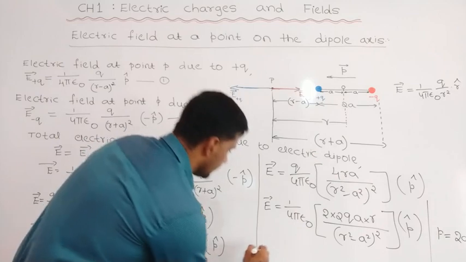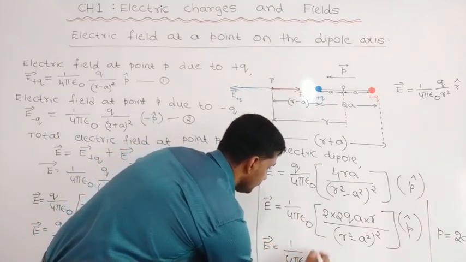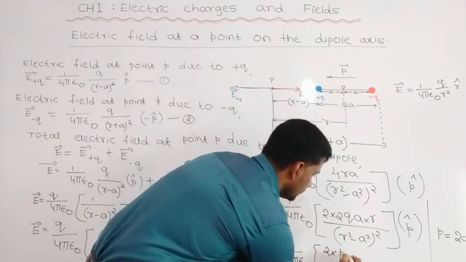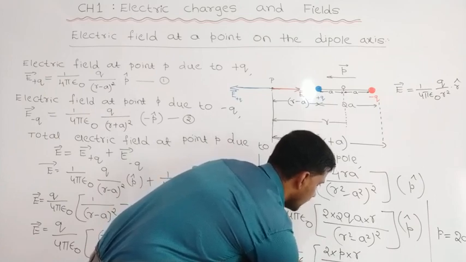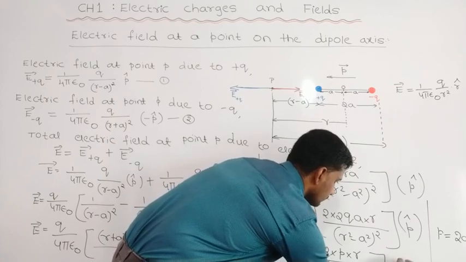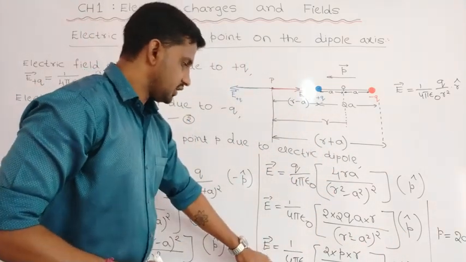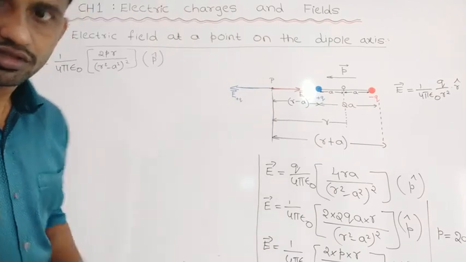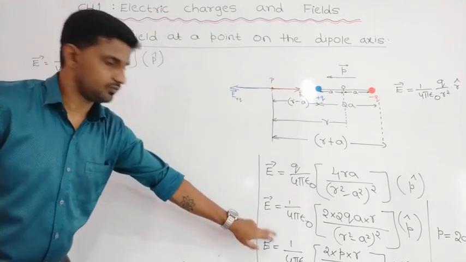Right. Then I will get E vector is equal to 1 by 4 pi epsilon naught, 2 into 2AQ, which is nothing but P, into R divided by (R square minus A square) whole square, P cap. Okay, so this is the expression I will get. After further simplification we will get the term from here.